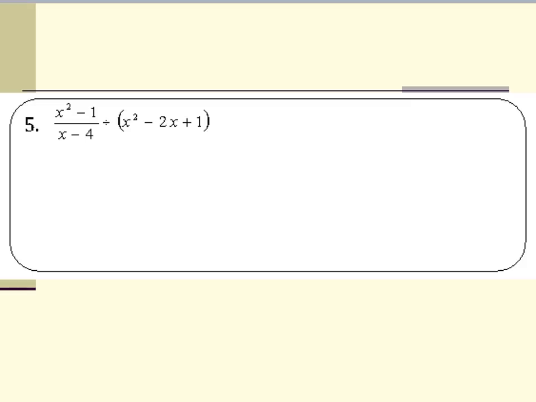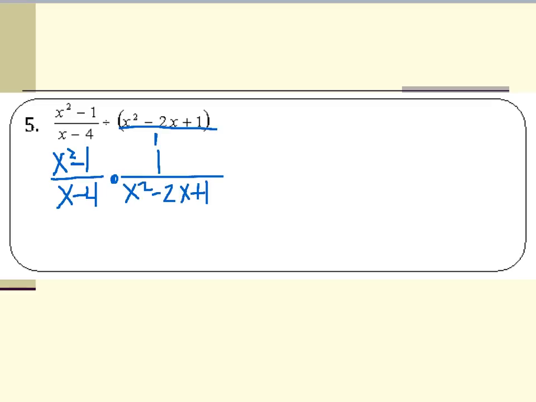So I'm going to rewrite this, x squared minus 1 over x minus 4 times, now this, if I made it a fraction, really it would be on the top. So I'm going to put it on the bottom here. So times x squared minus 2x plus 1. Now we need to factor this. So x squared minus 1, those are both perfect squares. This is the difference of two squares. So it's going to factor into x plus 1 times x minus 1. This is just a pattern you should get used to seeing.